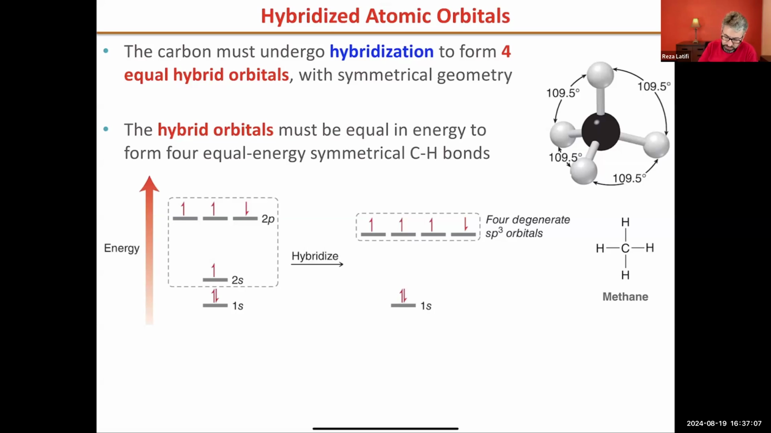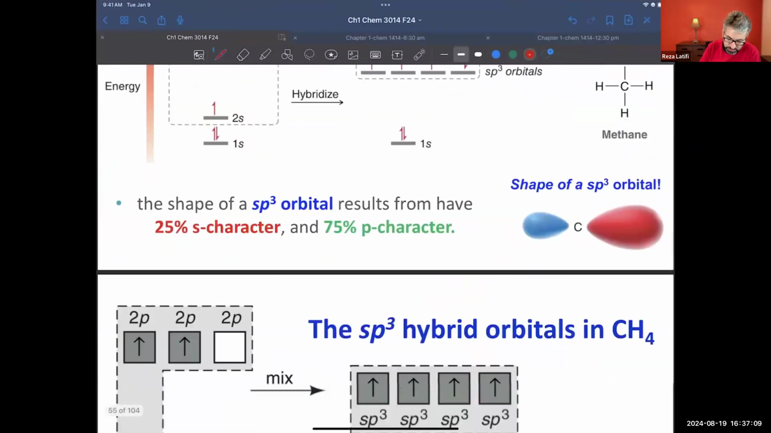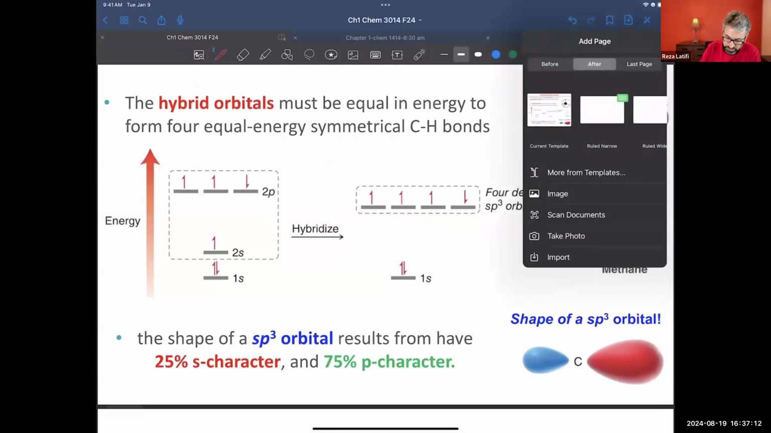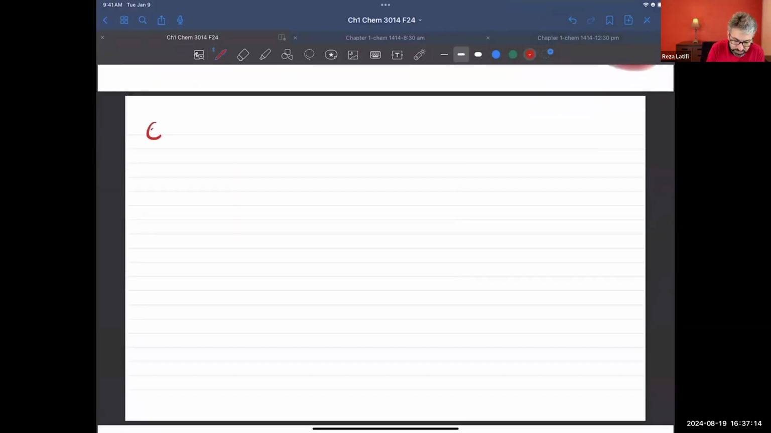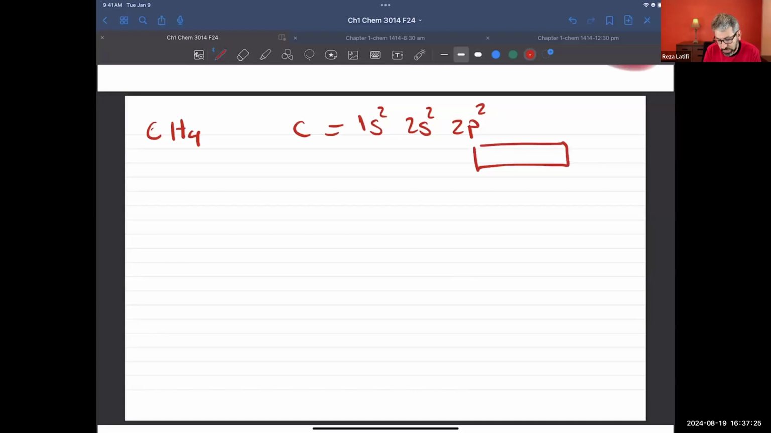What I'm talking about is an atom like carbon in methane. Carbon has the electron configuration 1s2 2s2 2p2. The last orbital is a p orbital with two electrons in it. This is px, py, and the last one is pz. How about the s orbital? The s orbital has two electrons, and that's going to be the 2s orbital.